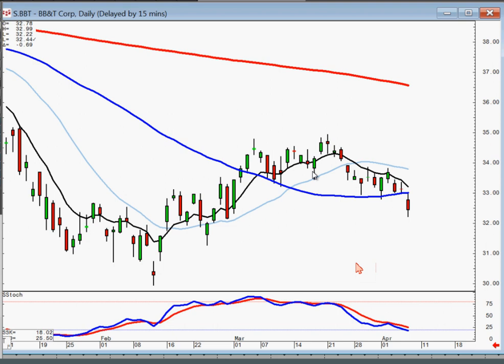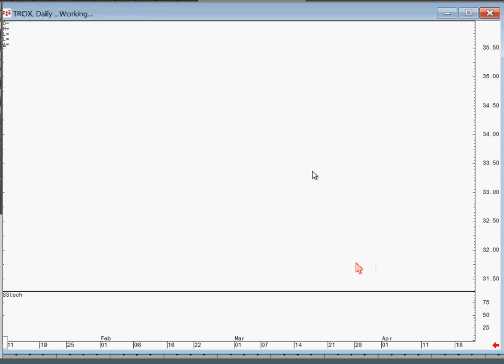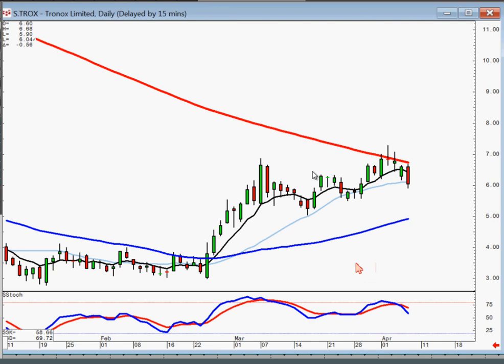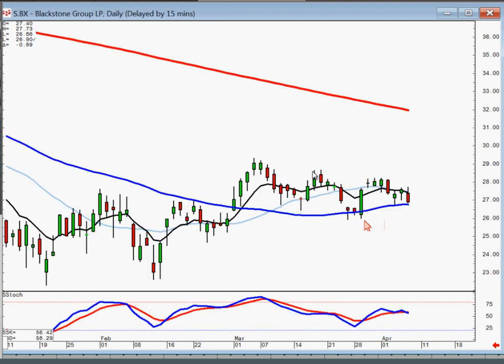Trox, you can get ready to go short on this one if you can. I can't remember, but it's also failed up here at the 200. The fact that it got a doji, bearish engulfing signal, stochastics rolling over. Pretty good prospect. If the market stays weak, they're going to bring it down to the 50. Blackstone, I probably wouldn't be long or short on this one. It's in a sideways mode.